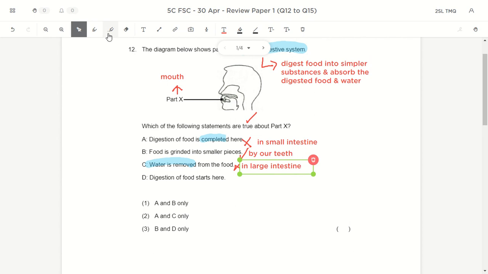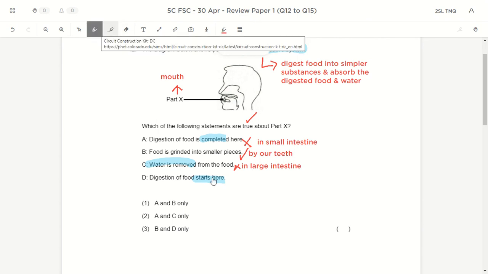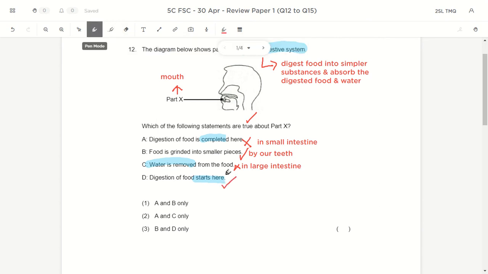So digestion of food starts from here. Yes, the food enters the mouth, so the digestion of food starts from the mouth, both mechanical digestion, which is chewing into smaller pieces, and also remember your mouth has saliva. Saliva is a digestive juice. So the answer is B and D. So B and D, answer is 3. So the mouth actually starts digesting food because the saliva is there and the teeth are there, but the teeth are there to grind it into smaller pieces so you can swallow it down. Okay, so that's question 12.